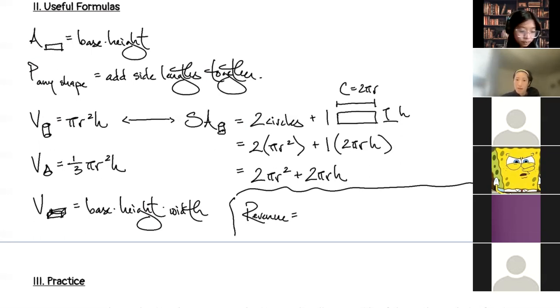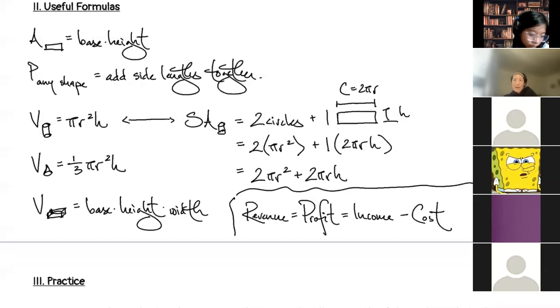So revenue, when we think about it, is really just a fancy word for saying how much money do you make after all of your costs, right? Because we have our profit, which is sort of like the same idea, that profit is how much you make, but that is really the difference between your income and your cost. All right, so however much money you bring in minus your cost, that gives you your profit, but sort of a fancier word for that, that gives you your revenue.